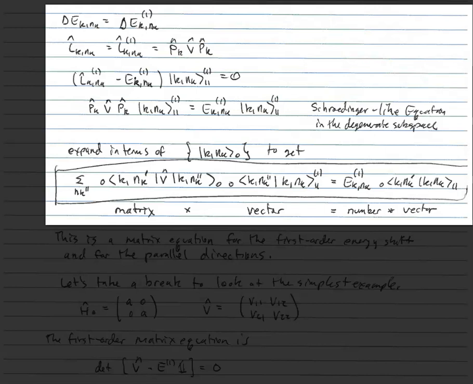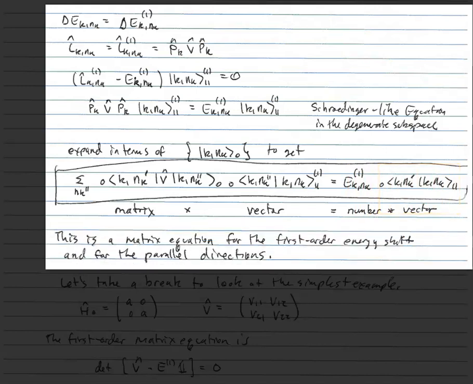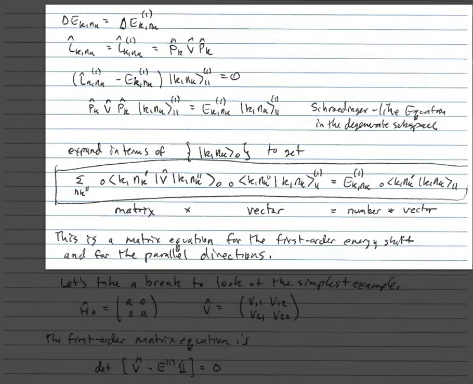⟨0 k, nk prime | k, nk parallel⟩, because the bra k, nk prime was multiplied from the left on both the left-hand side and the right-hand side. And of course, this now has the form of a matrix times a vector is equal to a number times a vector. That is a matrix eigenvalue-eigenvector relationship. This is also now a matrix equation for the first order energy shift and for the parallel directions that we're going to have to go in.